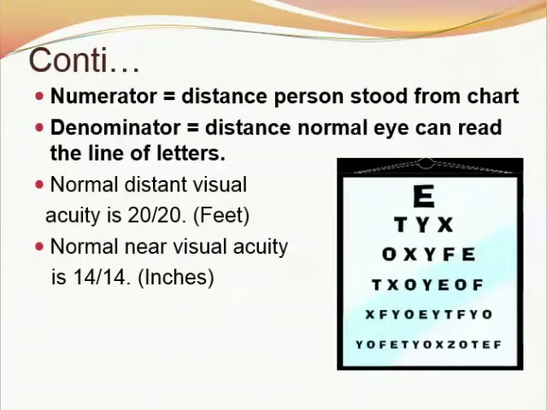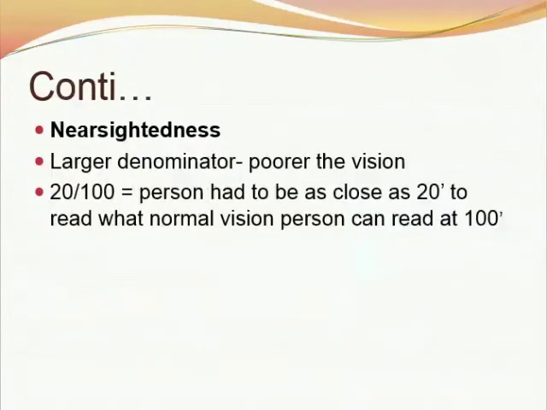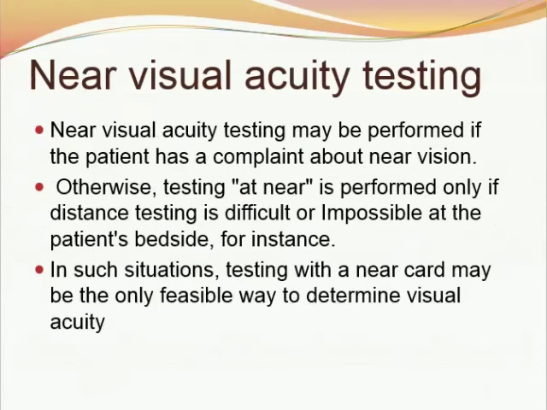Normal distant visual acuity is 20 by 20 in feet, and normal near visual acuity is 14 by 14 in inches. In nearsightedness, a large denominator represents poorer vision. For example, 20 by 100 means the person has to be as close as 20 feet to read what a normal vision person can read at 100. This is a normal comparison of visual acuity.